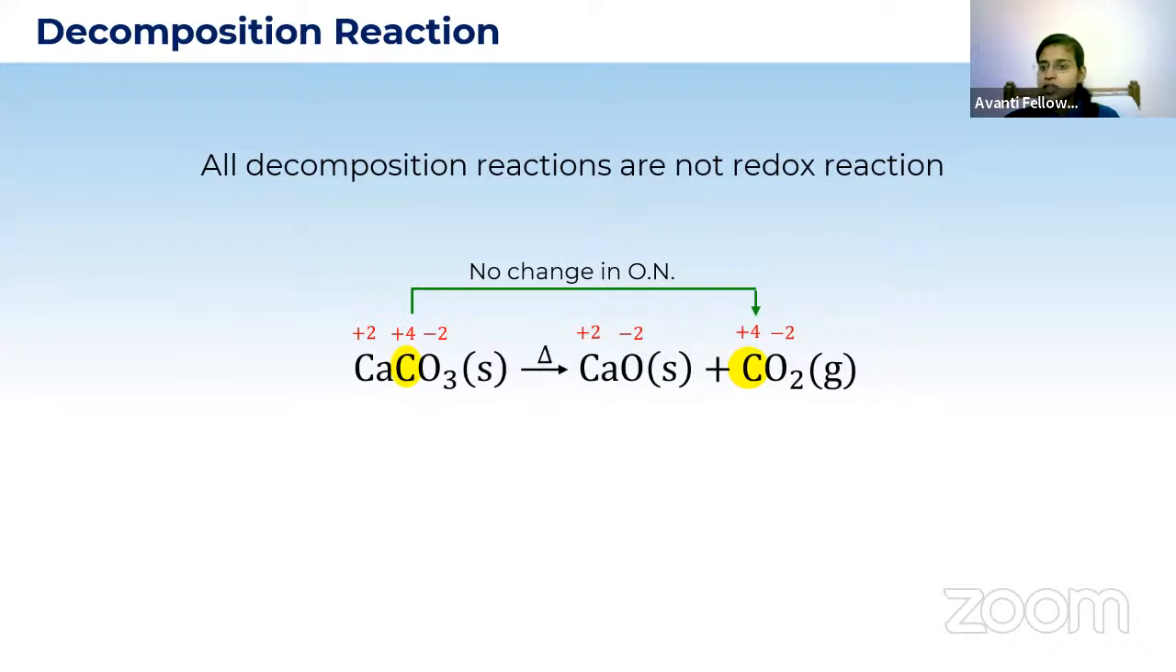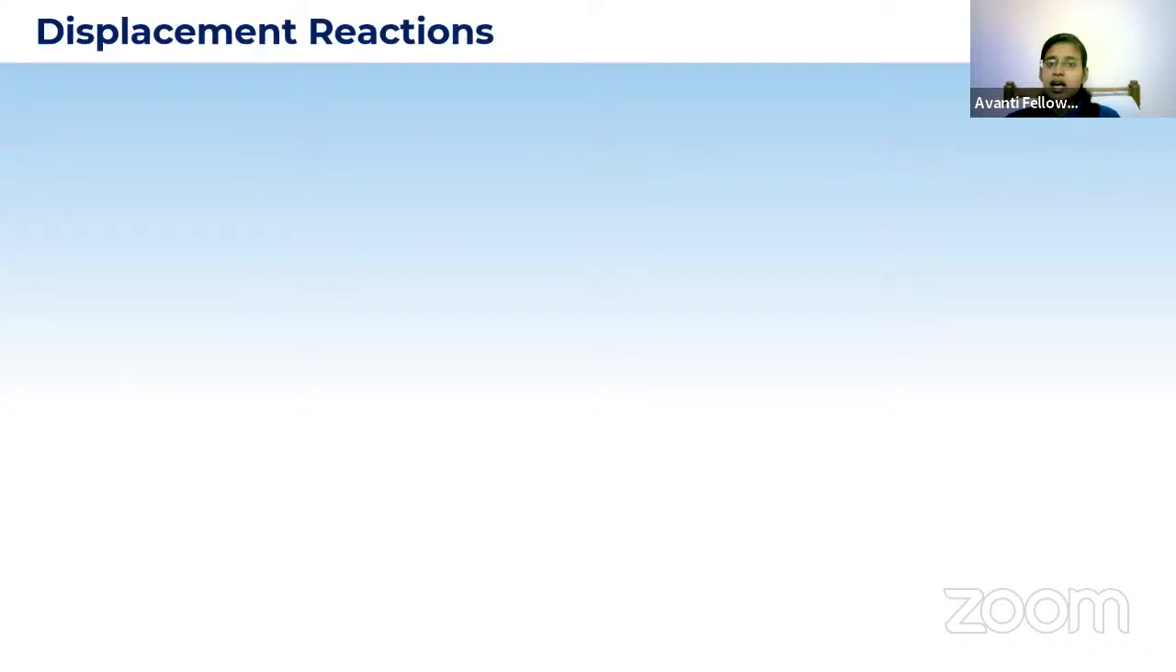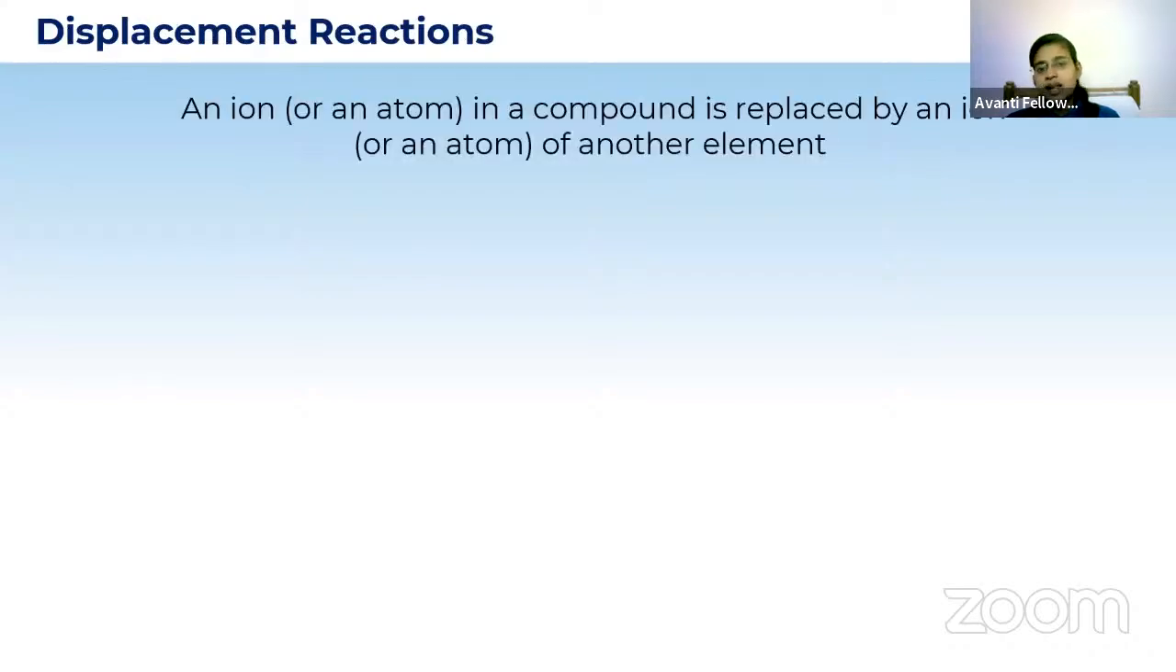Yeah. So now let's enter into the displacement reaction. What is meant by displacement? An ion or an atom in a compound is replaced by an ion or an atom of another element. Okay. So one atom or ion is getting replaced with another atom or ion. So that is called displacement, moving from one place to another.